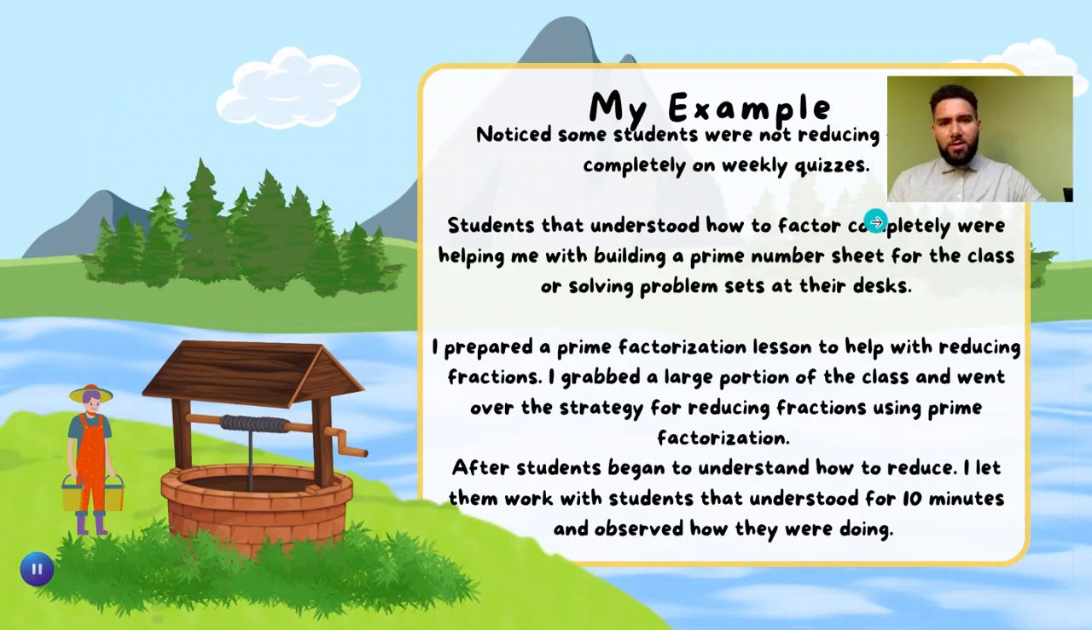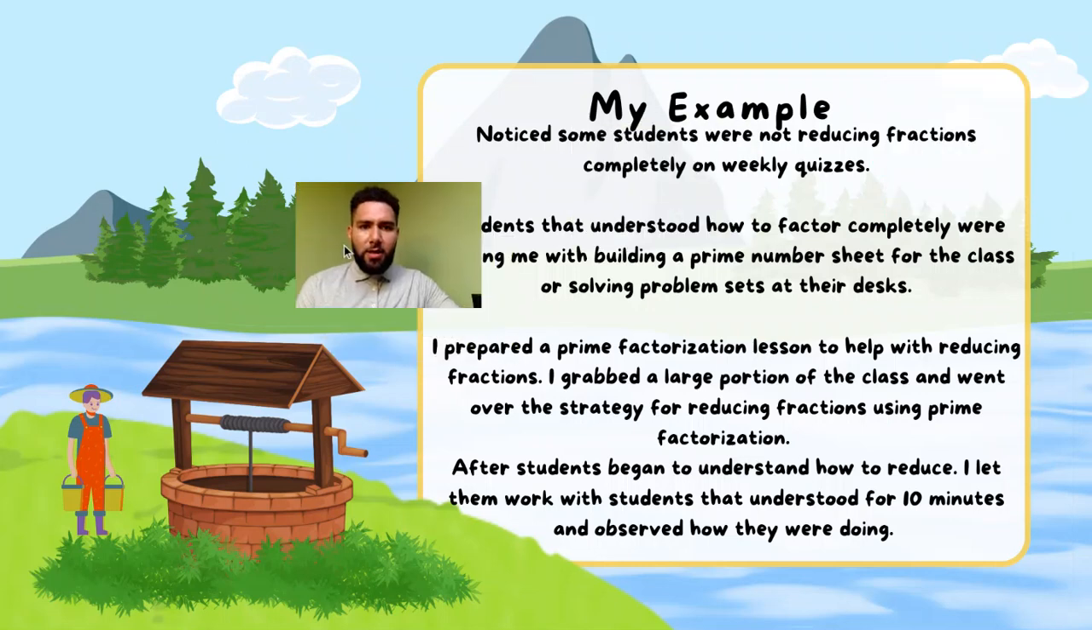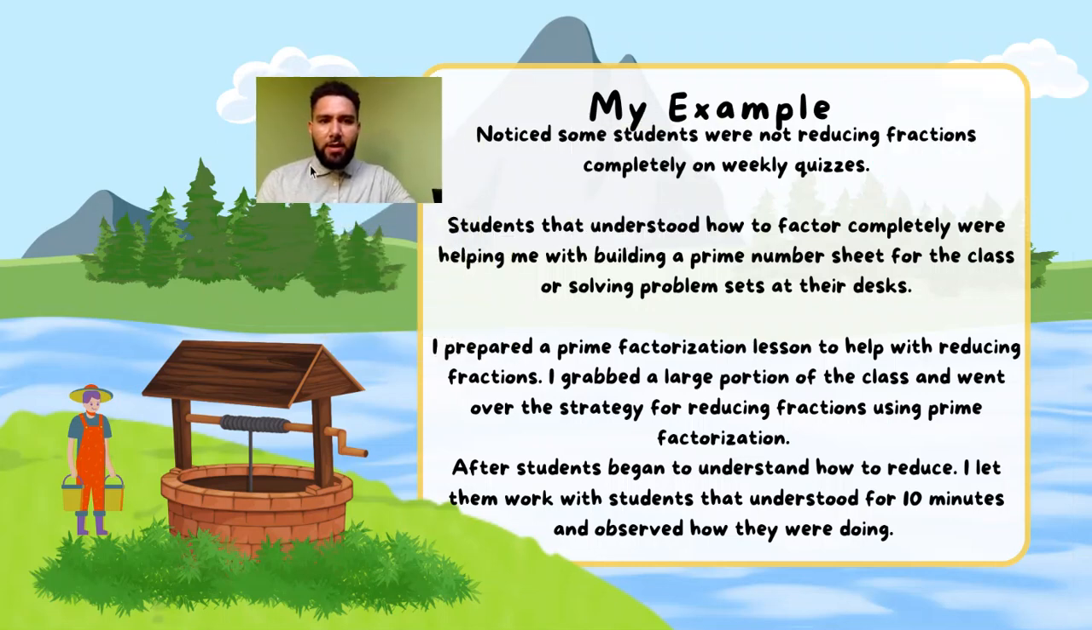My example again goes back to reducing fractions. I noticed that students were not reducing fractions completely on the weekly quizzes. So I came up with a prime factorization lesson. The students who already understood how to reduce a fraction to its lowest terms started building the class a prime number sheet, so that when we were reducing our fractions, we had to match all of our factors to that prime factor sheet.